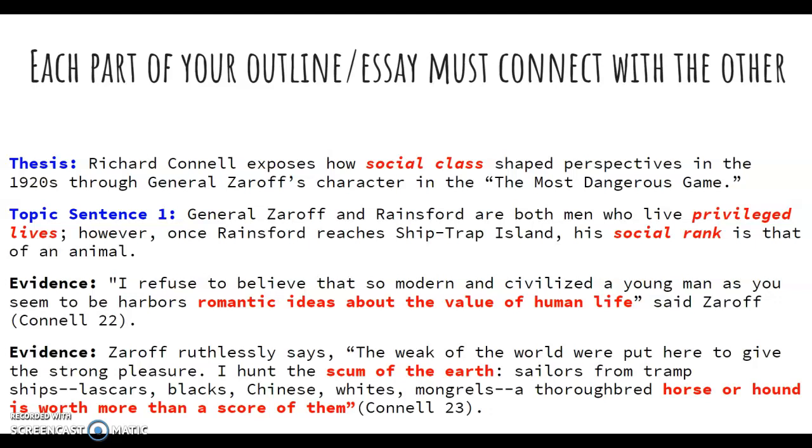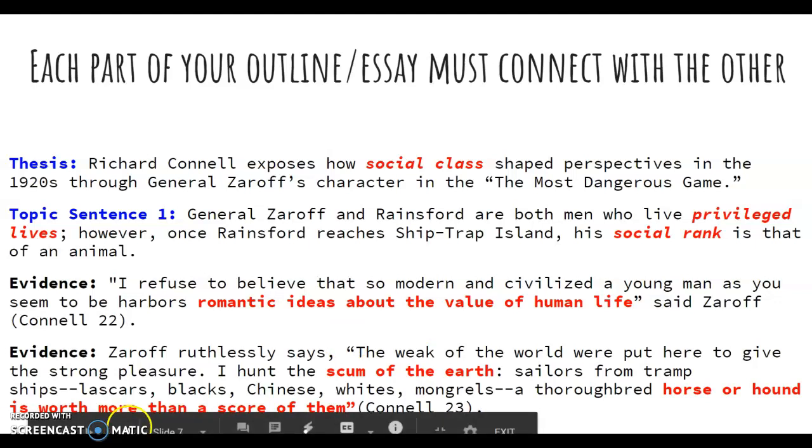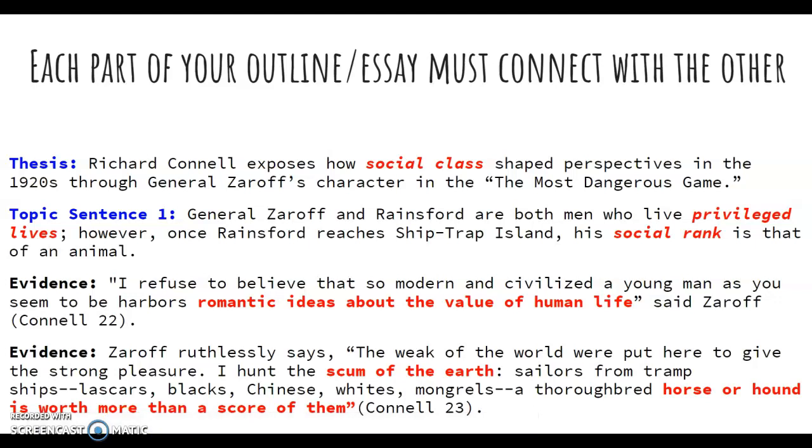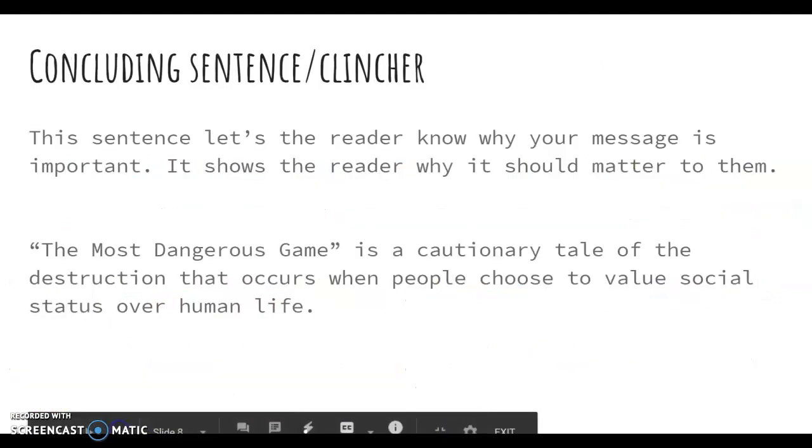Okay, hopefully you're able to see the connection between thesis statement, topic sentence, and then of course how the evidence ties back to the topic sentence and how the two pieces of evidence here also tie back to the thesis. I know I'm going a bit fast, but I only have 15 minutes and I really want to try to make this into one video, okay?